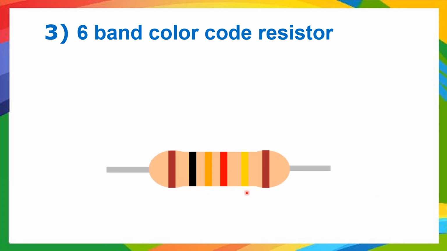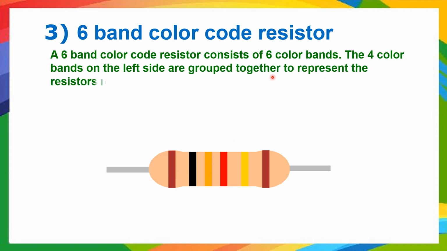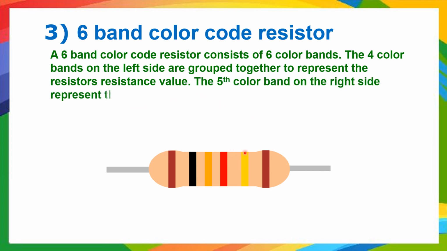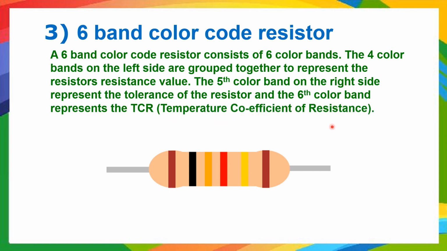Now let us decode the 6-band color code resistor. So here is the 6-band color code resistor. A 6-band color code resistor consists of 6 color bands. The 4 color bands on the left side are grouped together to represent the resistor's resistance value. The fifth color band, this one on the right side, represents the tolerance of the resistor, and the sixth color band, this one, represents the TCR, temperature coefficient of resistance.